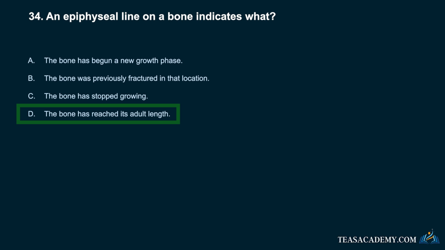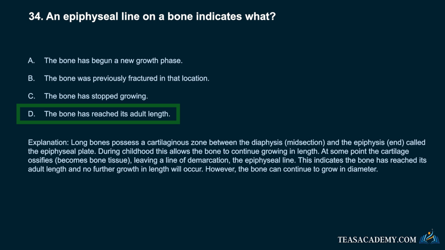Correct answer, D. The bone has reached its adult length. Long bones possess a cartilaginous zone between the diaphysis, midsection, and the epiphysis, end, called the epiphyseal plate. During childhood, this allows the bone to continue growing in length. At some point, the cartilage ossifies, becomes bone tissue, leaving a line of demarcation, the epiphyseal line. This indicates the bone has reached its adult length and no further growth in length will occur. However, the bone can continue to grow in diameter.